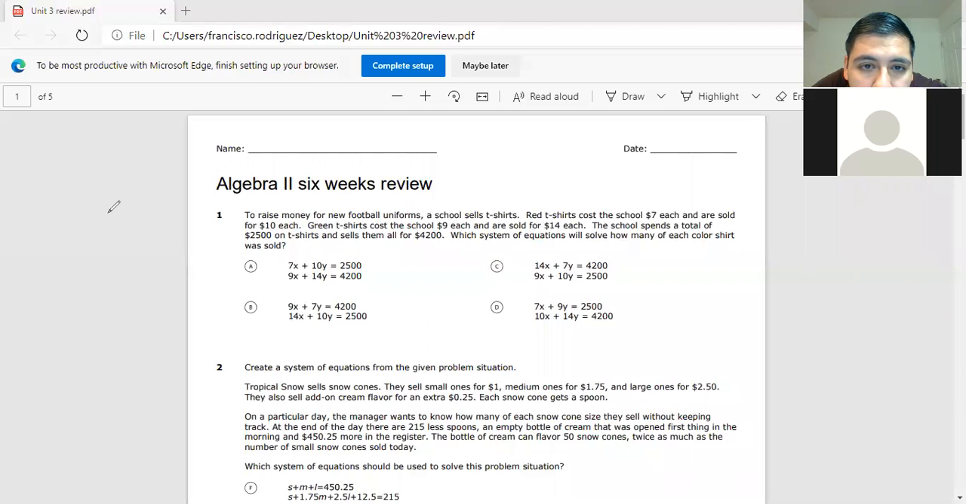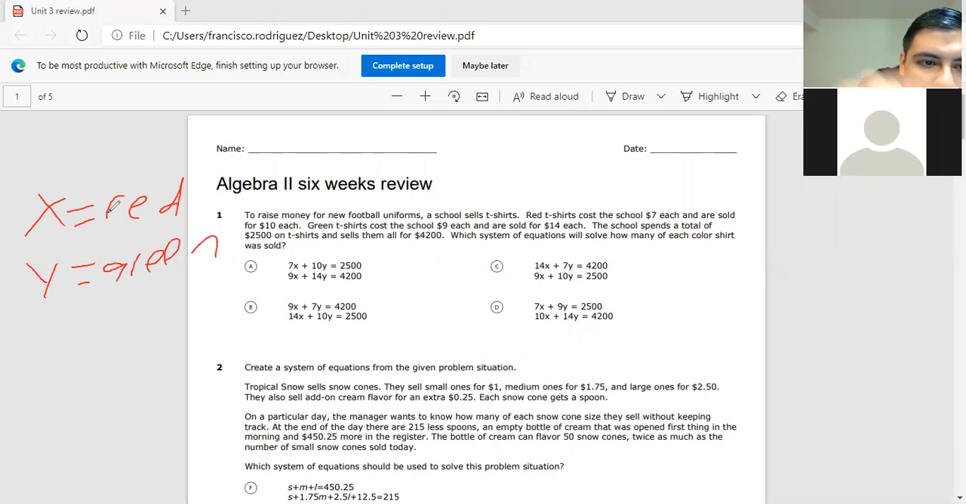Okay. So we're looking at red versus, what was the other one? Green, I guess. Red T-shirts cost $7. So one of the things we can say, I guess, is X is probably red and Y is probably green. I'm not sure. They don't really specify that. But they tell you both the total cost, which was $2,500, and how much you sold them all for, which was $4,200.